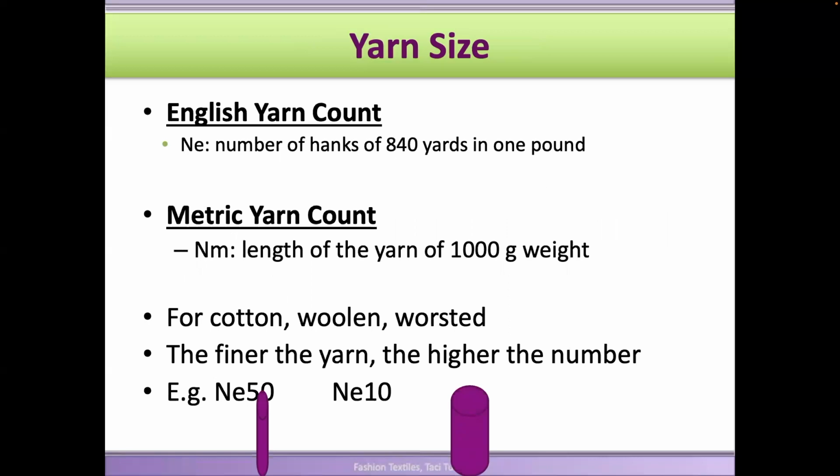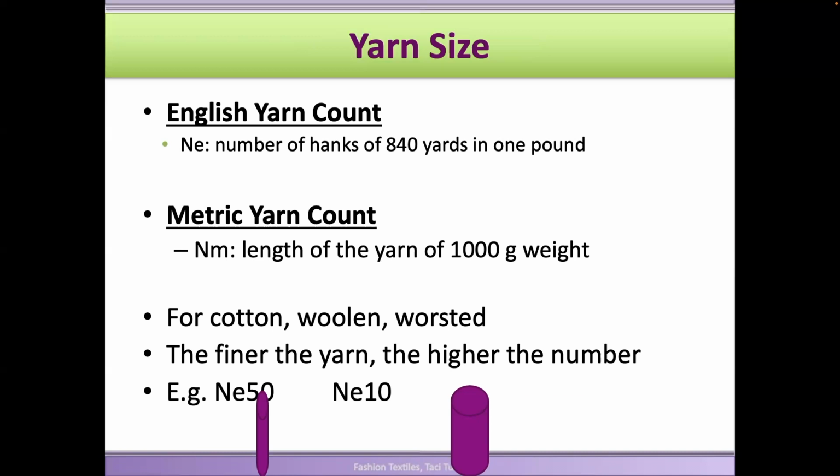Now, in the yarn count system, though, we do the opposite. What we do is we actually keep putting yarn on a scale until we get to 1 pound. And once we get to 1 pound, we calculate the length. And this is the English yarn count system. In the metric system, we usually put yarn on a scale until we reach 1,000 grams, and then we calculate the length of that yarn.